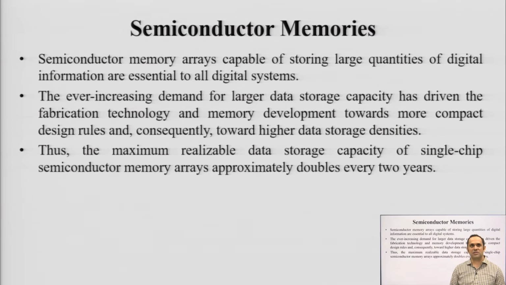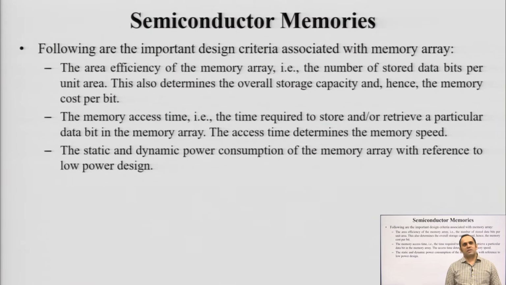This is a sort of trend which has been continuing for a very long time. Okay. There are some design criteria, or you can say the performance metrics, associated with any semiconductor memory array. The area efficiency of the memory array, that is one parameter. Okay. What it basically means? It means the number of stored data bits per unit area. This also determines the overall storage capacity and the memory cost per bit. Okay. So, how much cost is there for storing one bit of data? That is one performance metric.